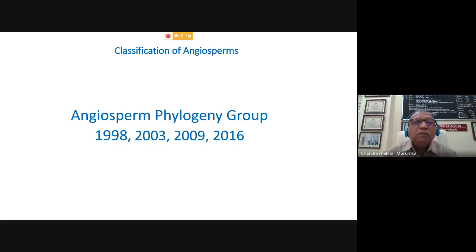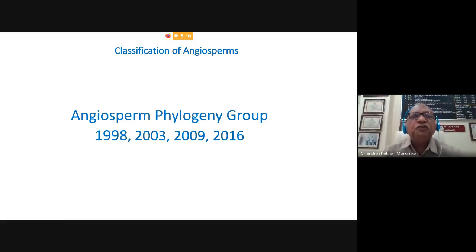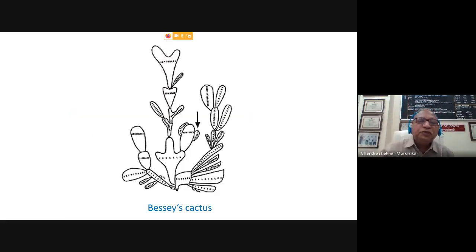Now, when we are talking about phylogeny, let's go through an overview, because this is very essential. So what is the overview? The overview is this one. This was Bessey's cactus. Bessey, in 1900, proposed a classification system, and to describe the way evolution has taken place, he proposed this cactus form.